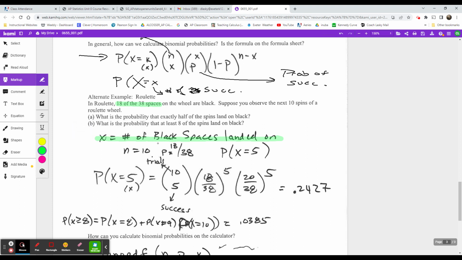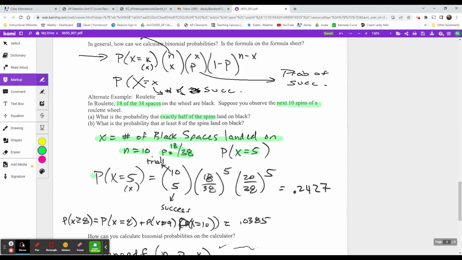The probability is the number of black spaces landed on. Out of 10 tries or 10 spins, what's the number of black spaces landed on? Well, they want 5, so it's exactly half the spins. They want the probability that half the spins, or 5 of them, will land there. Our probability is 18 out of 38, and our number of trials is 10 spins. So we've labeled everything, and we plug it into the formula.